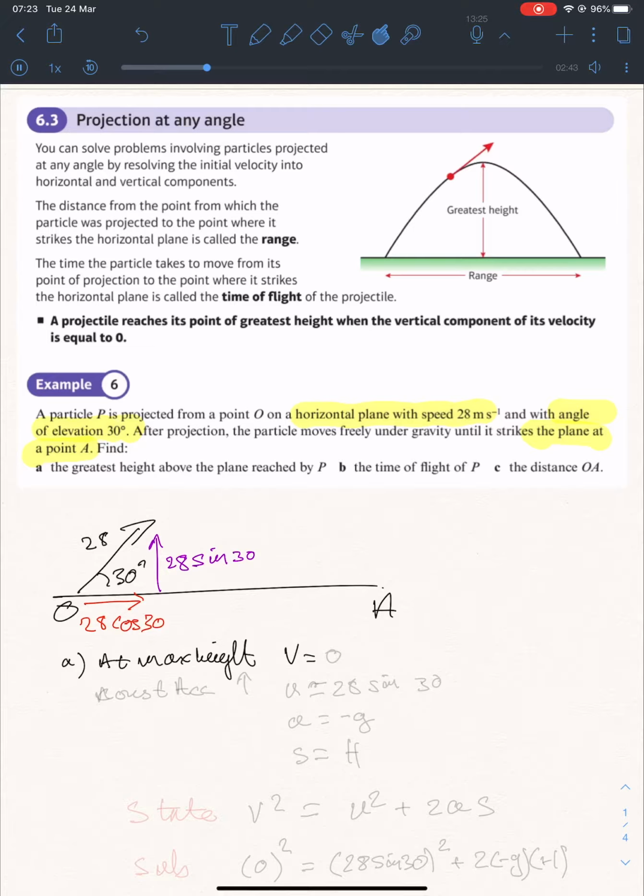V, the final speed, vertically will be 0. U is going to be 28 sine 30. A is equal to the acceleration, and that's going to be minus g. And we want S, the max height, which we can call capital H.